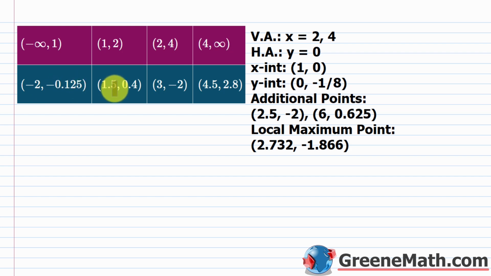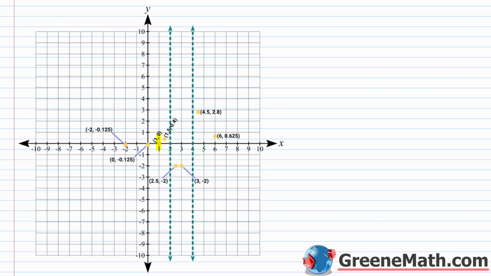Then this guy is going to be 1.5, 0.4. This guy is going to be 3, negative 2. This guy is going to be 4.5, 2.8. So coming back, that's going to be these points. Let me just highlight them. So this is your negative 2, negative 0.125. Then this one is going to be your 1.5, 0.4. This one's going to be your 3, negative 2. And this one's going to be your 4.5, 2.8.